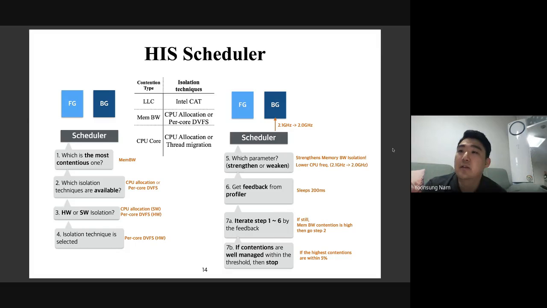If the contention is still high, then the scheduler iterates from step 1 to step 6. Otherwise, if the contentions are well managed within the threshold, then the scheduler stops performing isolation.